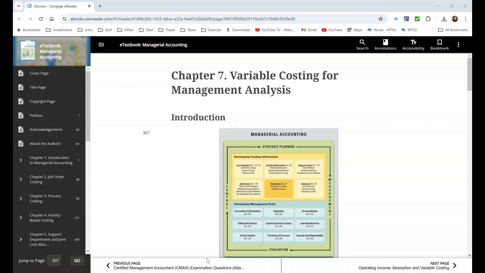Hello and welcome to Chapter 7, which is the last chapter that we'll be covering in this class. This is really talking about variable costing for management analysis. We're going to be talking about absorption costing, which is the normal costing method that we use for GAAP, and then we're going to be talking about variable costing. And when we mean variable costing, we mean it not only for manufacturing, but also for SG&A. So we're going to break it down into fixed cost and variable cost for the whole entity.